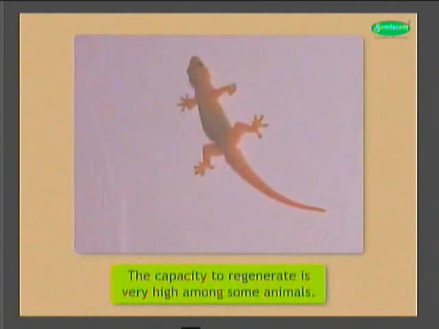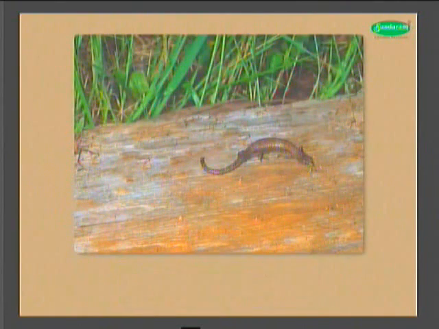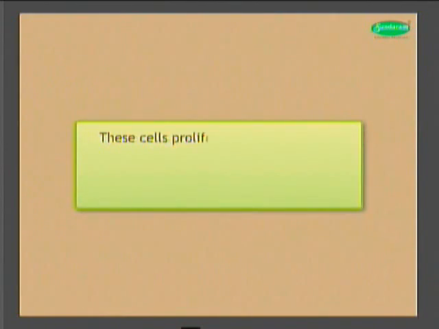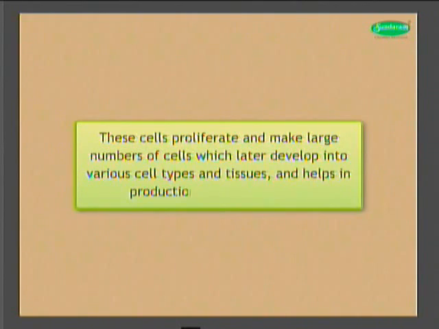Regeneration. The capacity to regenerate is very high among some animals. They can reconstruct the entire body from the isolated body cells. Regeneration is carried out by specialized cells. These cells proliferate and make large numbers of cells, which later develop into various cell types and tissues and help in production of a new organism.